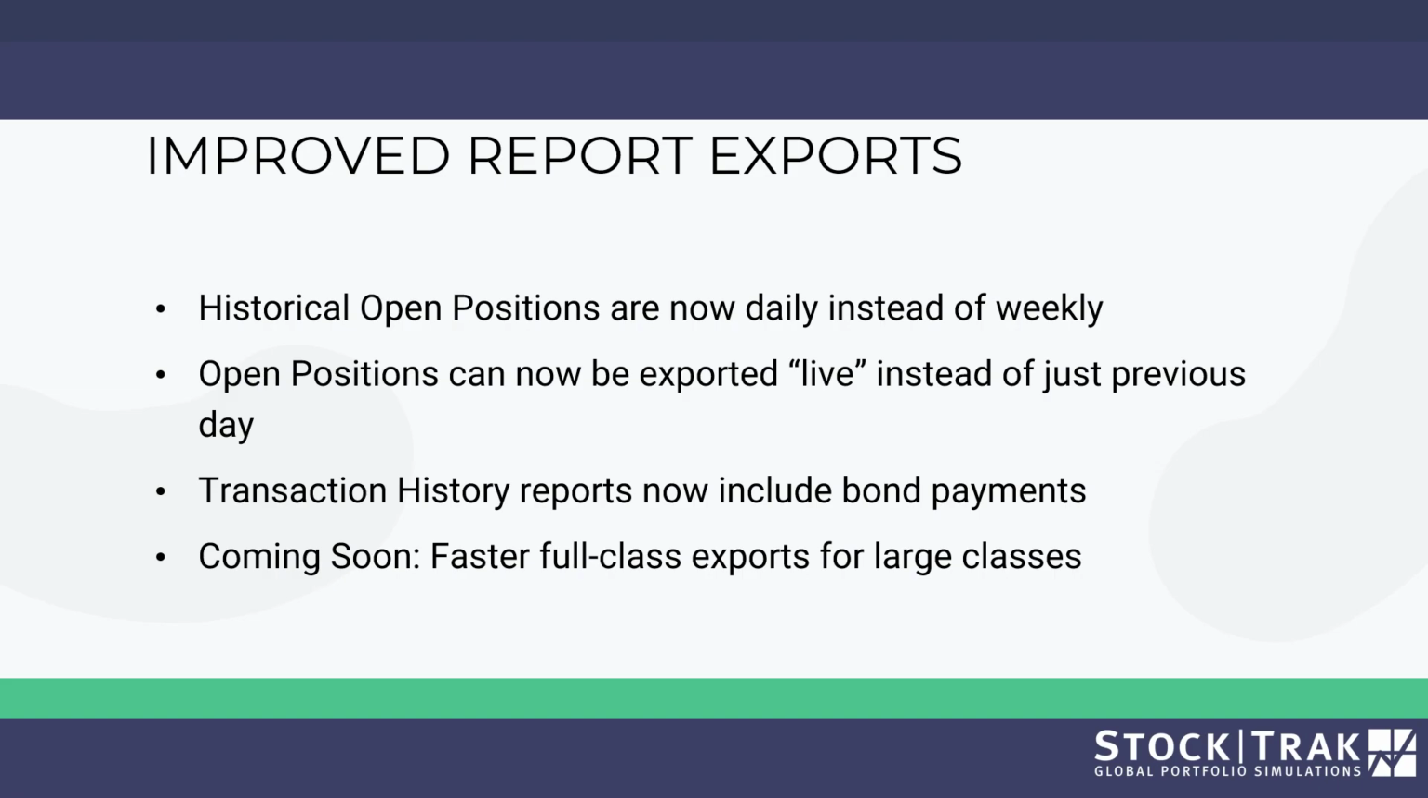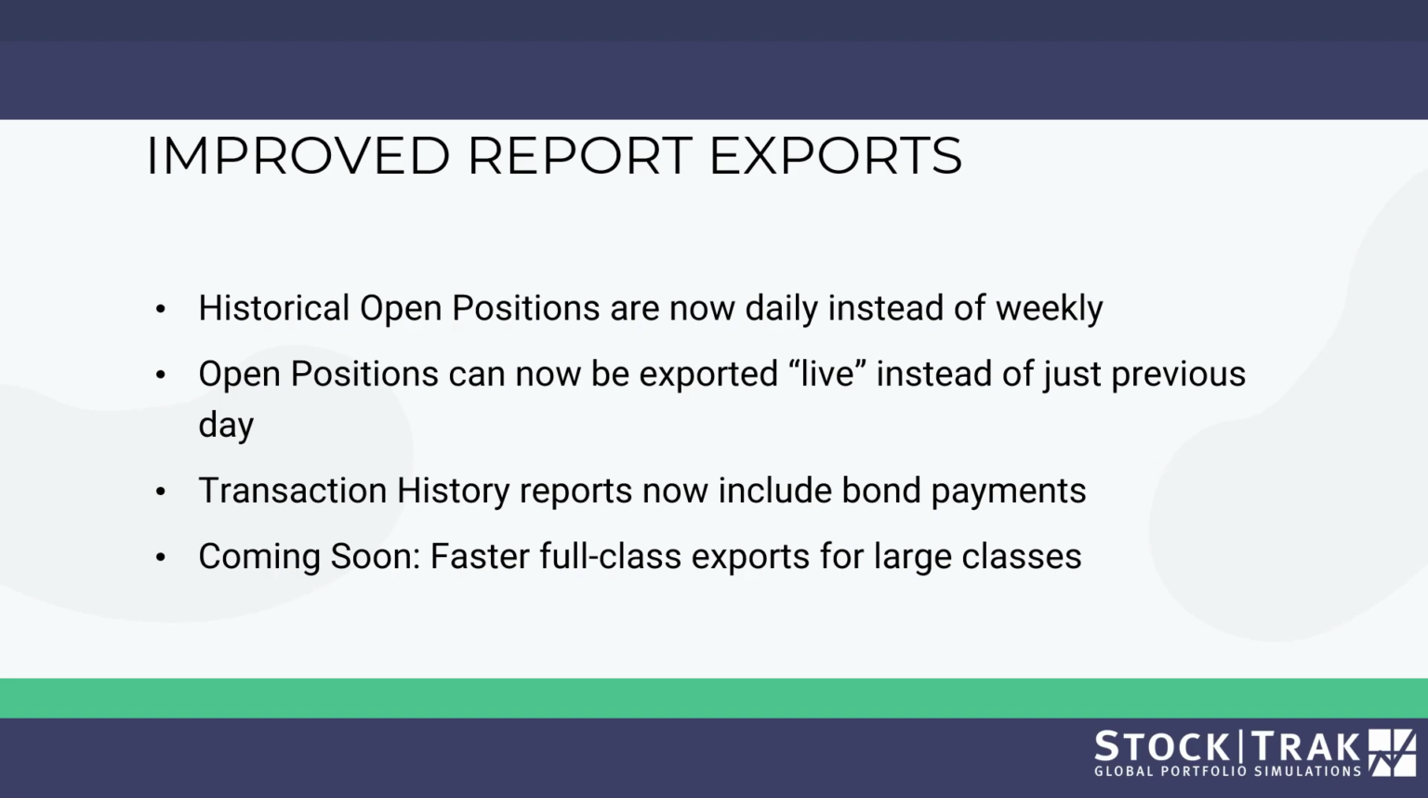The transaction history reports on StockTrak now also include bond payments. That was another issue that's been coming up more and more as we've been getting more and more fixed income classes using StockTrak: we were paying out the interest payments on bonds on the appropriate dates, but the students couldn't actually see it, just their cash was going up. So now the transaction history reports for students will show when all of those payments are being made.